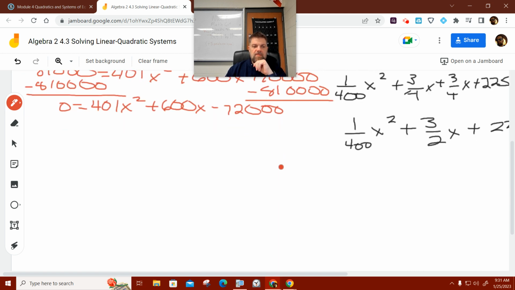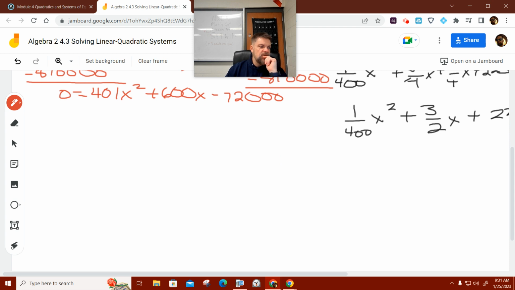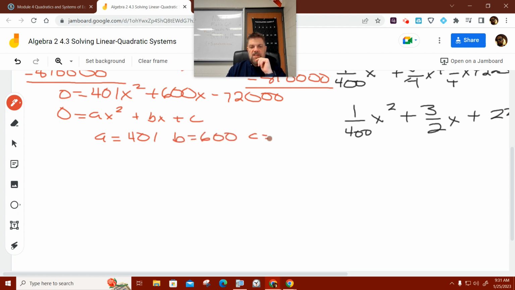Okay. So remember, I can tell you right now, we're not going to try to factor this. These numbers are too big. They'll take you all day long. So remember, this looks like ax squared plus bx plus c set equal to 0. So my a term is equal to 401. My b term is equal to 600. And my c term is equal to negative 720,000. You guys got to pay attention, man.